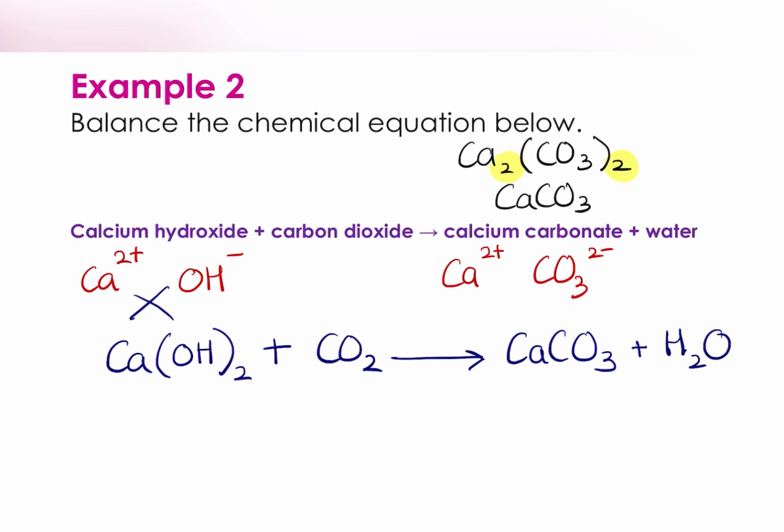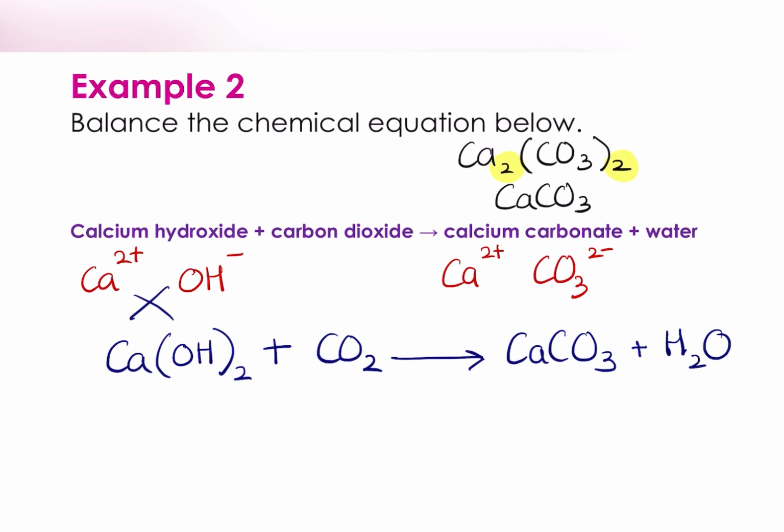Next, we have N, non-metals other than hydrogen and oxygen. Looking at it, there are none, so we skip step number 3. And step number 4, hydrogen. I have 2 hydrogens on the left and 2 on the right. So it's balanced. Nothing more to edit.